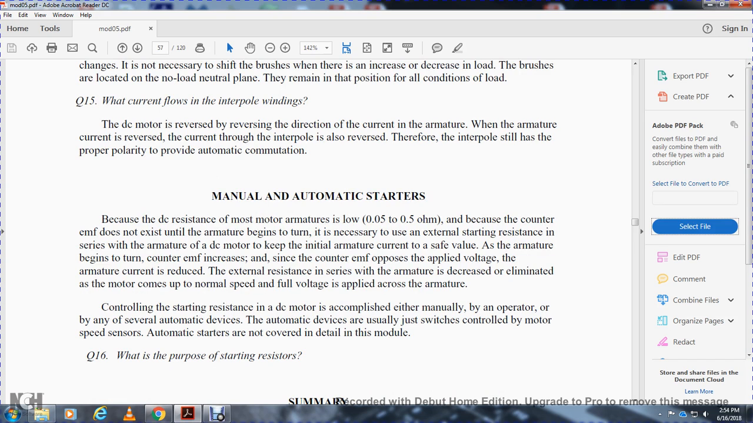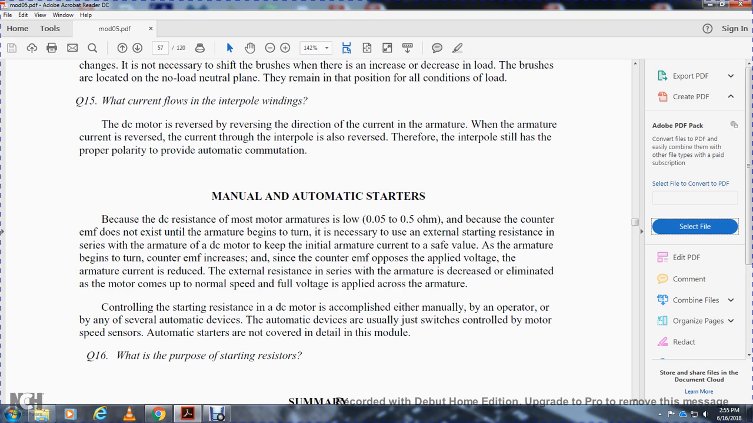Manual and automatic starters. Because of the low resistance of a DC motor armature, most motor armatures are about 5 to 10 hundredths of an ohm. Because the counter EMF does not exist until the armature begins to turn, it is necessary to use external starting resistance in series with the armature of a DC motor to keep the initial armature current to a safe value. As the armature begins to turn, the counter EMF increases, since it opposes the applied voltage. The armature current is reduced. The external resistance in series with the armature is decreased, and eliminated as the motor comes up to speed, with normal full voltage applied to the armature.